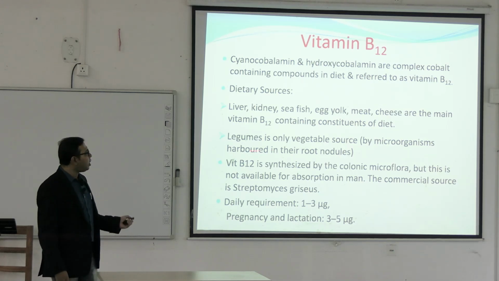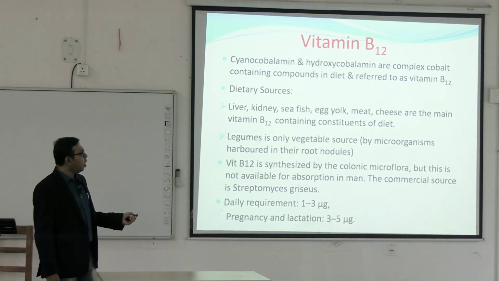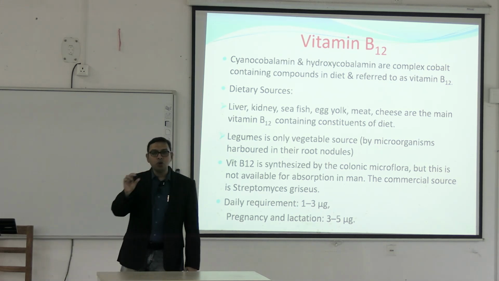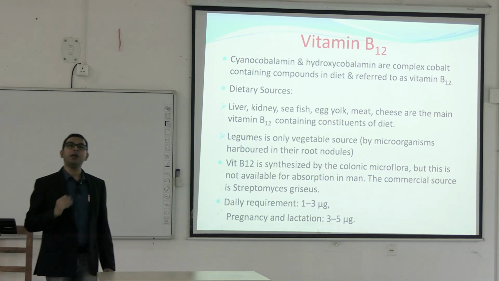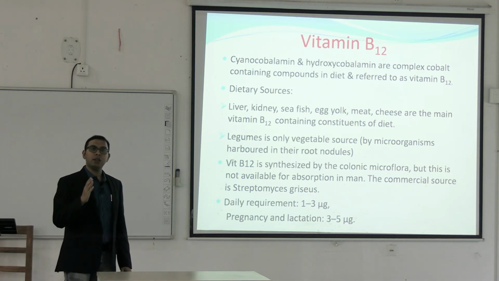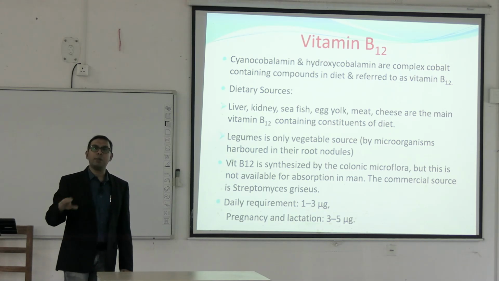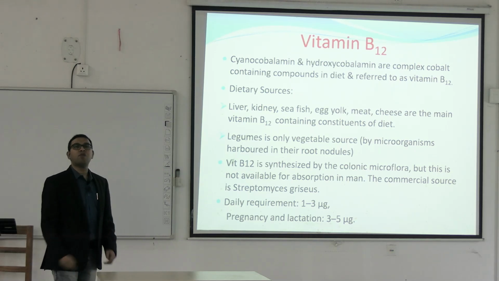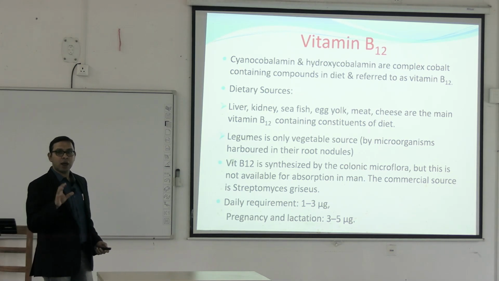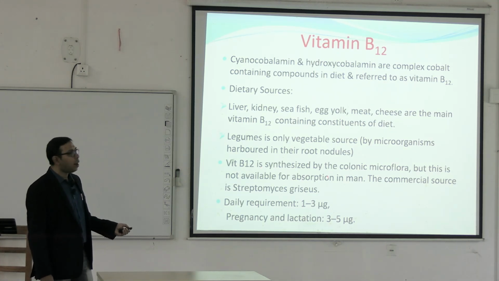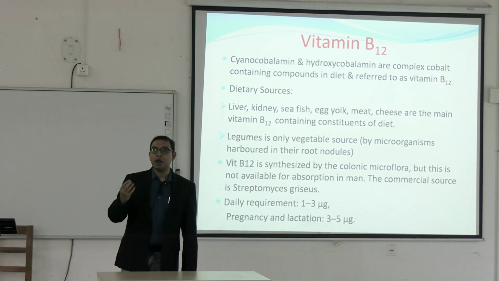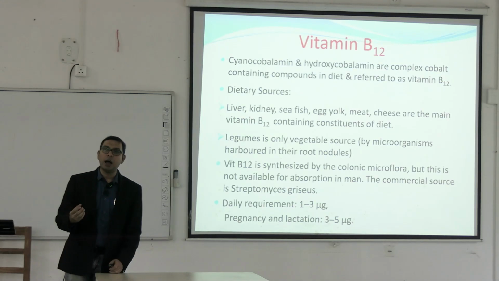Vegetable sources are very few. Only the legumes are a vegetable source, because in their root nodules there are some microorganisms that harbor within the root nodules and synthesize vitamin B12. That's why vitamin B12 is very low in different vegetables; only in the legumes is it present. Now, vitamin B12 is synthesized by the colonic microflora. Within our colon there are microflora. From these foods the vitamin B12 is synthesized, but this is not available for absorption in our body. So although vitamin B12 is produced in our body by colonic bacteria, it is not absorbed.